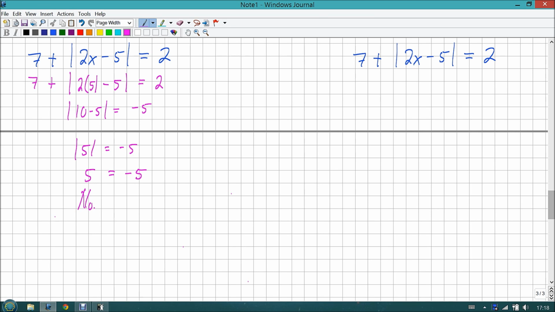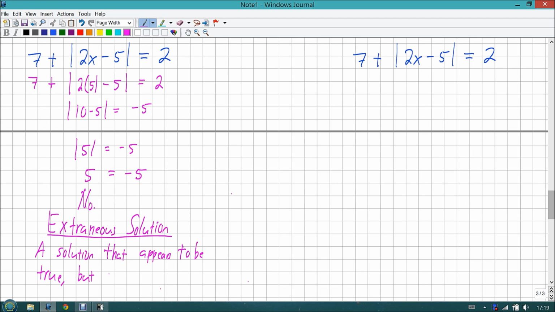This is what's called an extraneous solution. An extraneous solution is a solution that appears to be true, but really isn't. A solution that appears to be true, but gives a false answer.